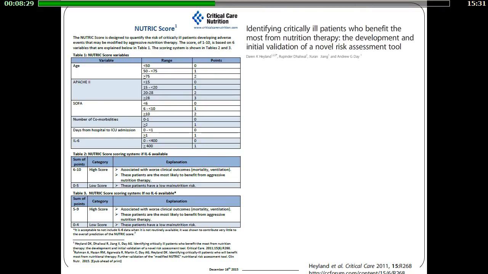So the Nutric score was validated on a cohort of patients, but you can see that the components of the Nutric score are not nutritional at all. The age, the Apache 2 score, the SOFA score, the number of comorbidities, the days from hospital to ICU admission, either below 1 or more than 1, and the IL-6 level. IL-6 was chosen as an inflammatory marker. And then, using these combinations of variables, there was a calculation with a 0 to 5, meaning a low Nutric score, and 6 to 10, a high score associated with worse outcome.